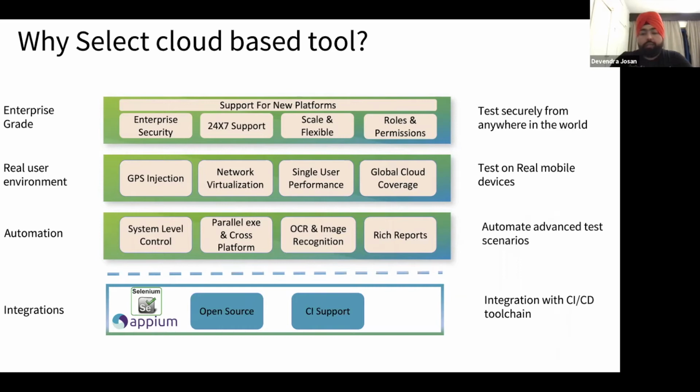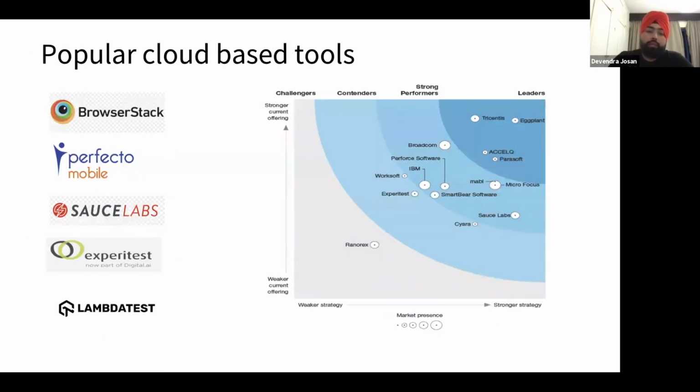You also have options to integrate them with the CI/CD tool chain. You can utilize your existing automated scripts which you have written in Selenium or Appium or Calabash. So they provide you the option to integrate with CI/CD tools. These are some of the popular cloud-based tools: BrowserStack, Perfecto Mobile, Sauce Labs, Experitus. Every tool has some cons and some pros.